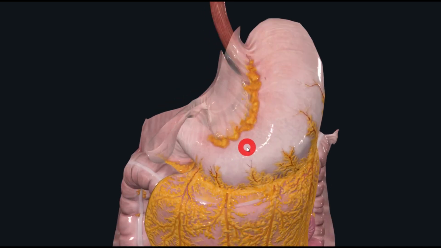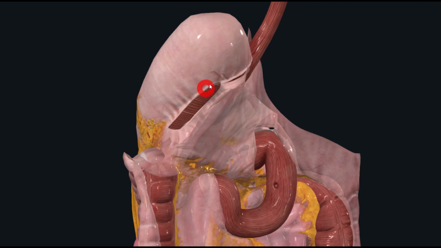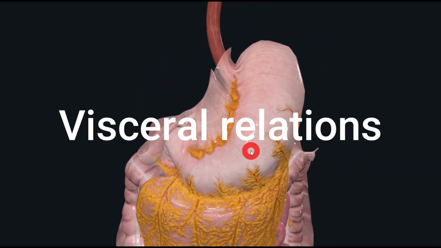So, in summary, we have the anterior peritoneum, the posterior peritoneum, the lesser omentum, gastrophrenic ligament, gastrosplenic ligament, and the greater omentum. So, these are the peritoneal relations of the stomach.